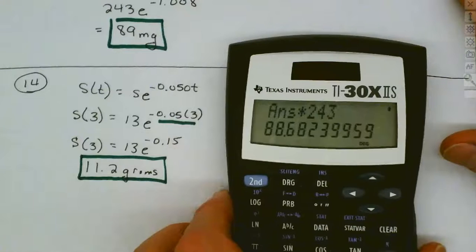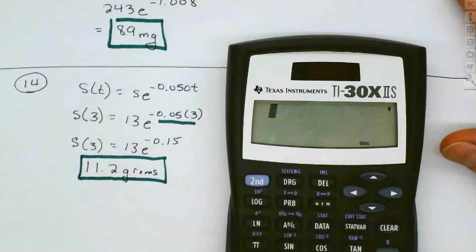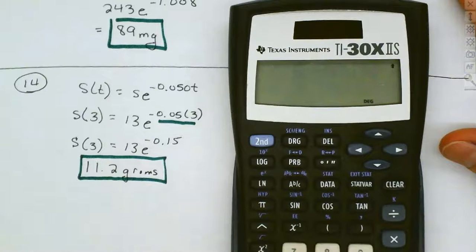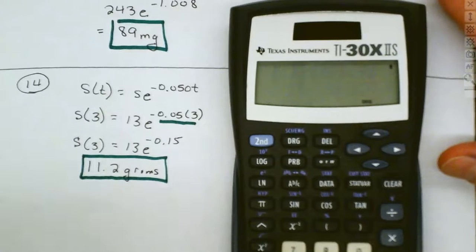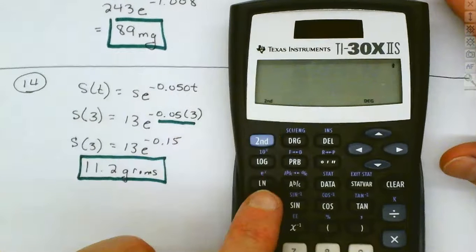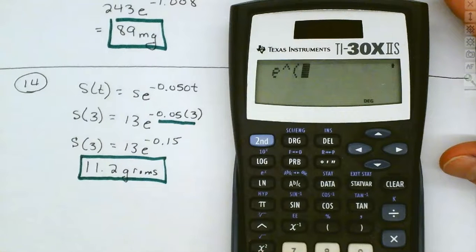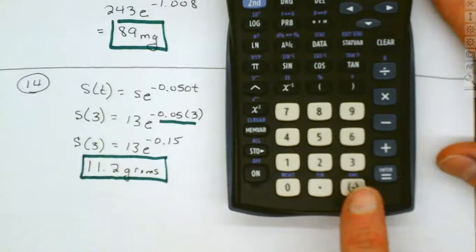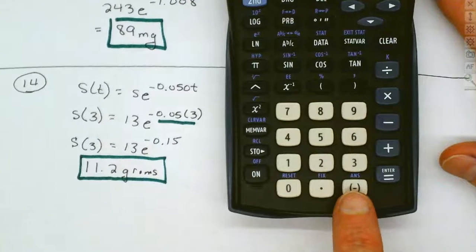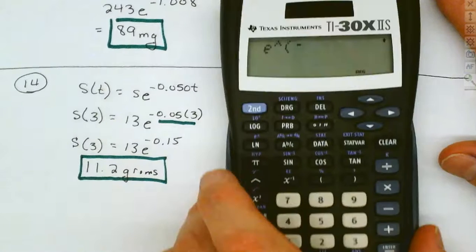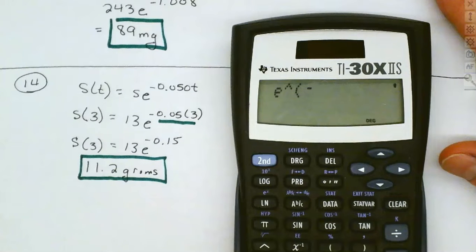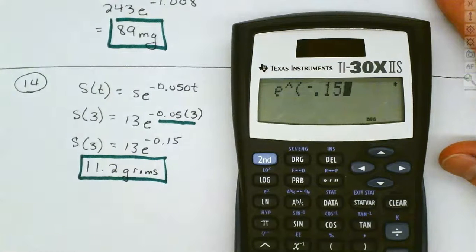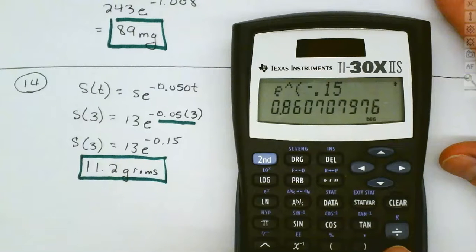How would you do it in this style of calculator? Most of you have one style or the other. This one, we approach it the same way. A little bit different though, because we do second ln first. That puts the e there. Then we do, and again, which minus do we use? We use this one here, parentheses, not this one. Don't use that one. In blue, use this one. So use that key there. And then what's our number? 0.15. We hit our equals.